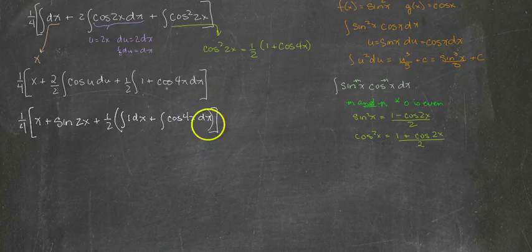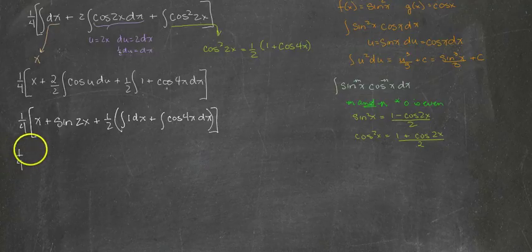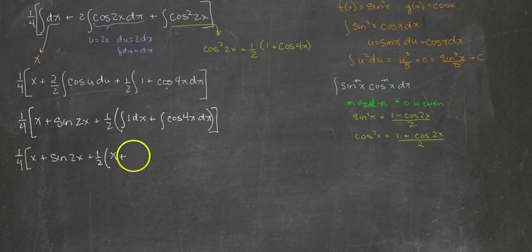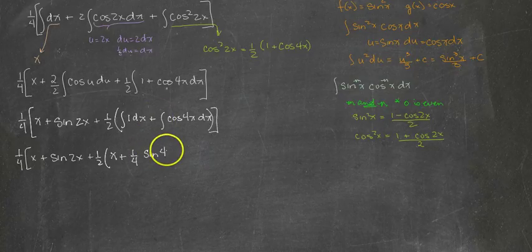Okay, where am I now? 1/4 x plus sine of 2x plus 1/2 times the antiderivative of 1 is x plus 1/4 times the sine of 4x. Now you may be wondering how I got there.